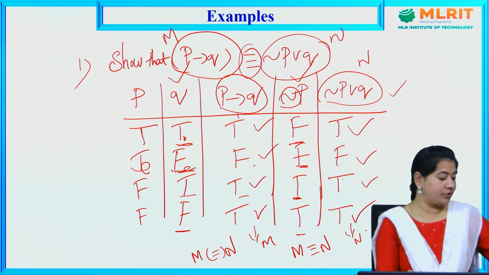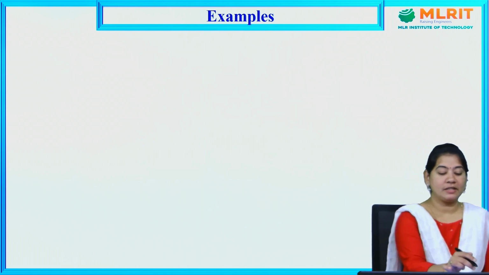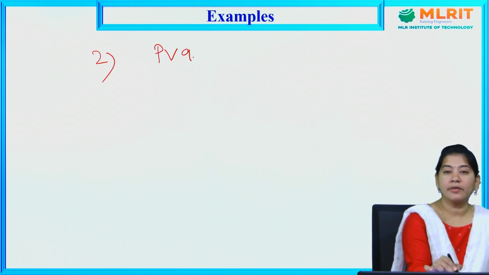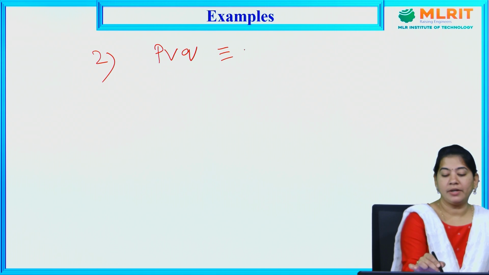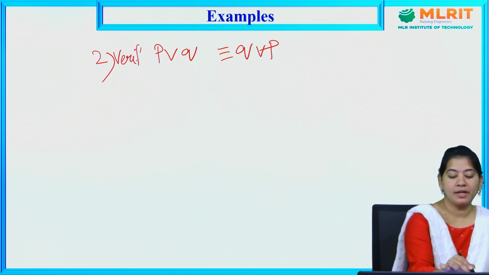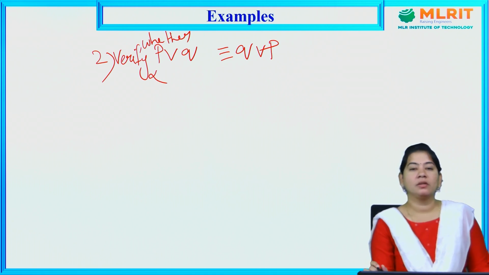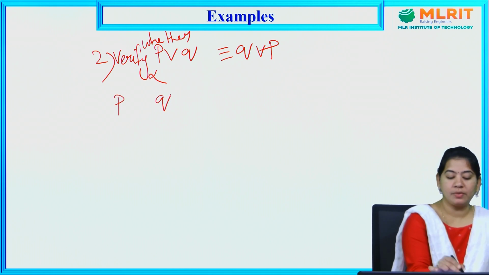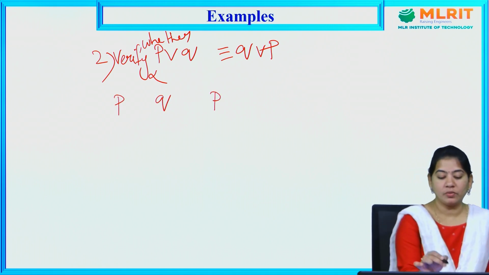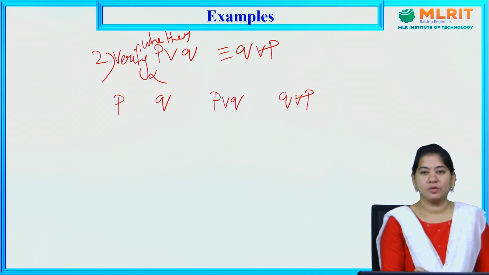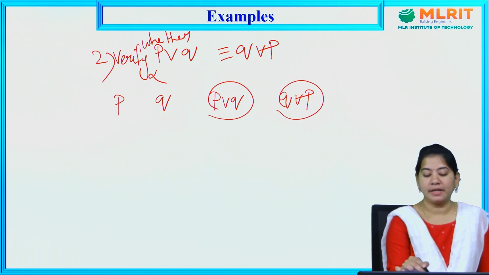So let us consider a few more examples so that we can understand very clearly. Second question, let us suppose I am taking P or Q is equivalent to Q or P. Verify whether P or Q is equivalent to Q or P. Here we have two variables P and Q, and here you need to write P or Q, and here we need to write Q or P. So this is M and this is N.